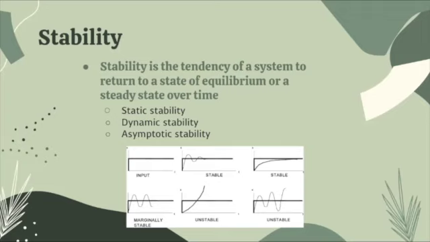A lot of the time, if we're working with a stable system, the system will continue to return to a single point of equilibrium or a point of attraction. And this can happen in a number of different ways. Static stability would be no movement away from the point of equilibrium. Dynamic stability might be moving above and below that point of attraction, but never getting too far away from it. And asymptotic stability is a system that is always trending toward that point of attraction, but may never reach it.